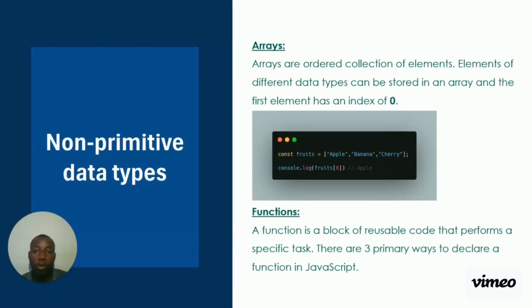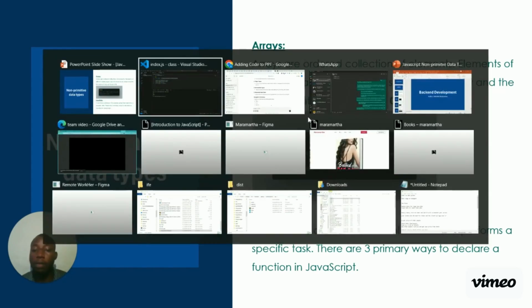Now let's go to functions. A function is a block of reusable code that performs a specific task. When we start working with Node.js, we are going to be writing functions a whole lot. There are 3 primary ways to declare a function in JavaScript.